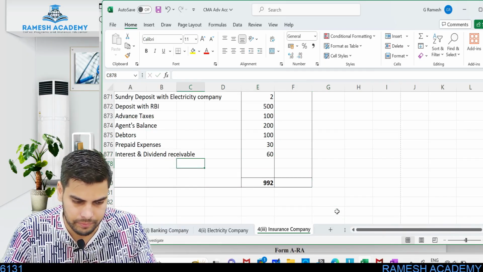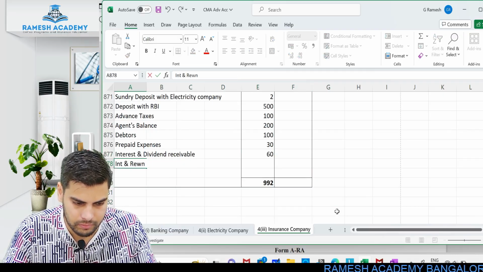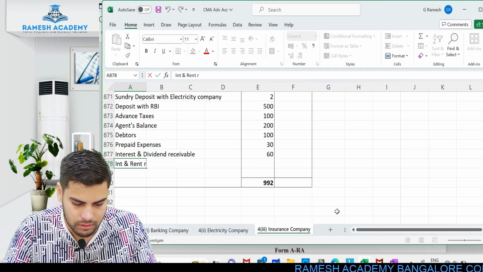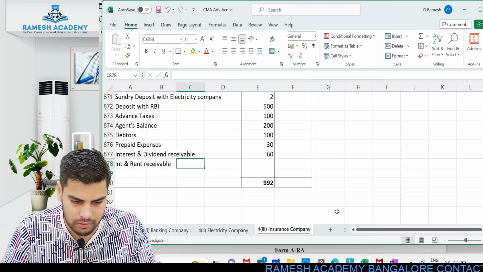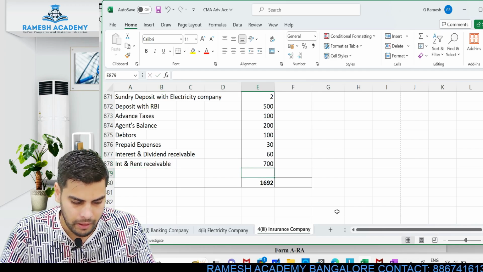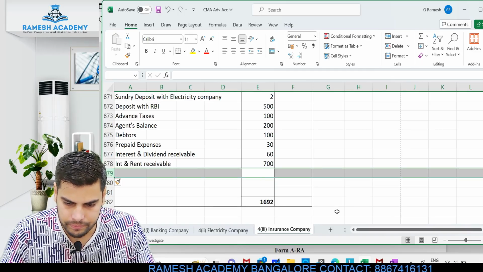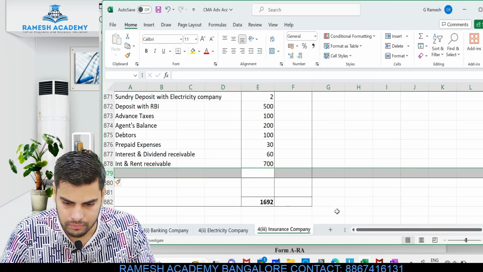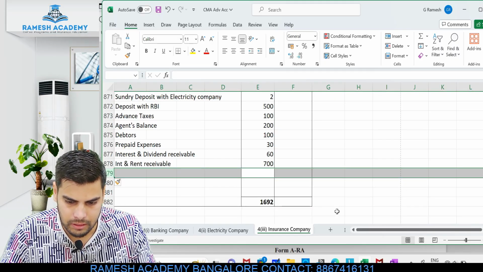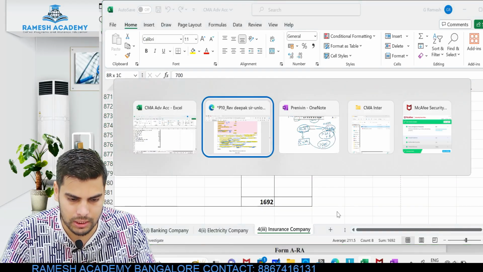and interest and rent receivable 700. Interest and rent receivable, okay, this is 700. Okay, so after this, do we have anything else? Yes, that's all. Okay, let us just check out the total of this. The total of this is 1692.